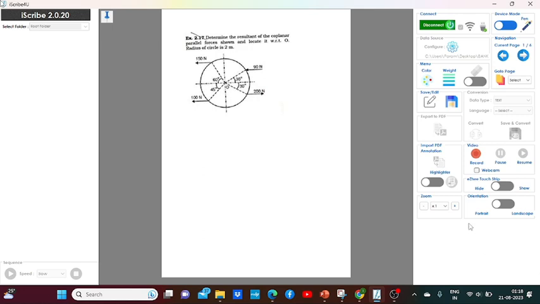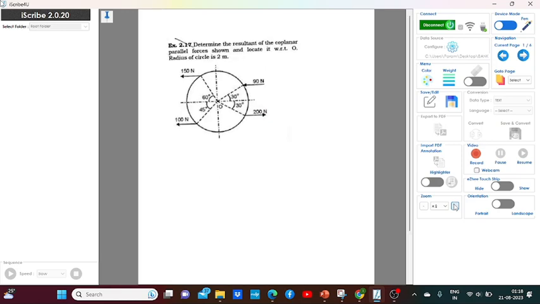Again, the question is: determine the resultant of the coplanar parallel forces shown and locate it with respect to O. Radius of the circle is 2 meter. Okay. The problem is not difficult. However, see, the forces are there in the x direction. Okay, so let us start.